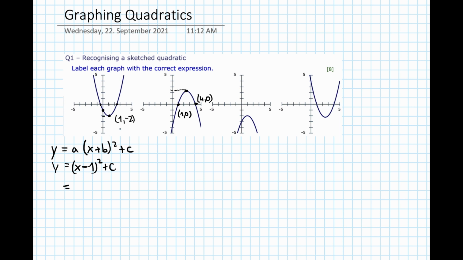So now the c is just the vertical shift, and the whole parabola is shifted 2 downwards. So that means c is equal to -2. So our final formula here looks like this.